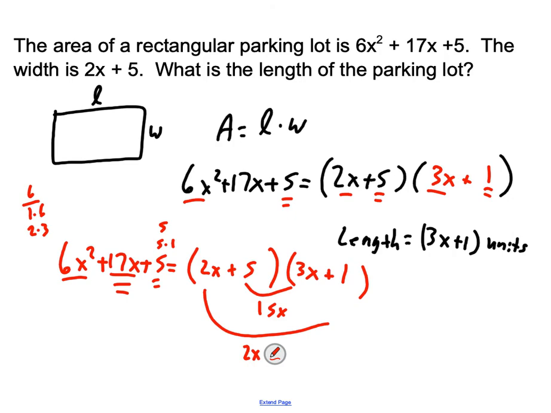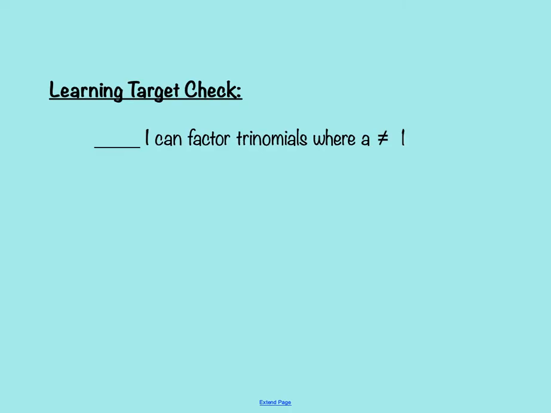So again, answering the question, it says what's the length? The length there is 3x plus 1. So whichever way you want to do it, they gave you part of the answer and you can just work it through, or you can just completely factor it on your own without using the given one. So we factored trinomials where a is not equal to 1.